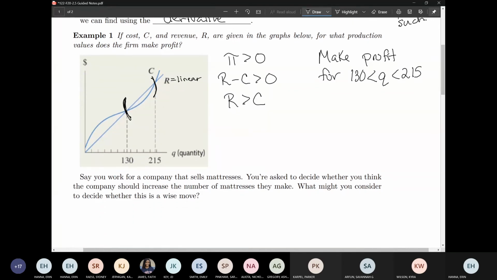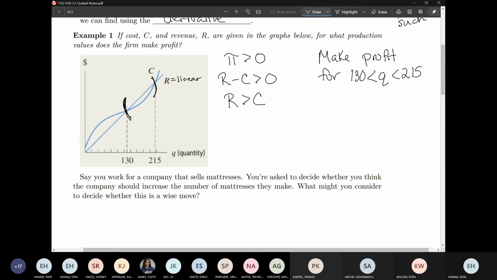Moving on. So say you work for a company that sells mattresses, and you're asked to decide. Your boss comes up to you and they're like, "Hey, should we sell the next mattress? We've been selling 100 mattresses every week. Should we really push for that 101st mattress?" And you're like, "Ugh, I don't know." What would you maybe want to consider for them to tell them whether or not they should take the time and the effort to make another mattress to sell? Does anyone have an idea about what maybe you would want to happen? Yeah.